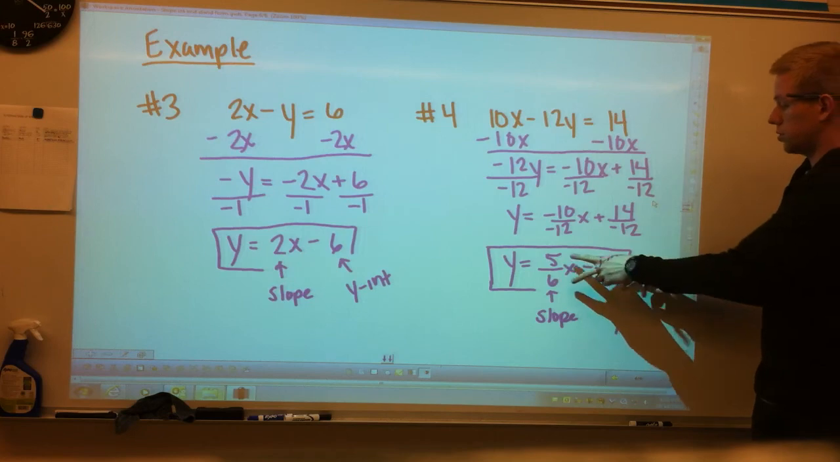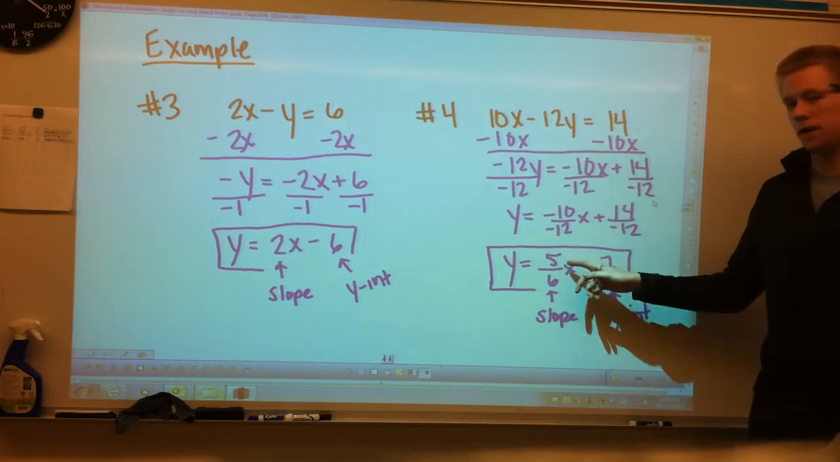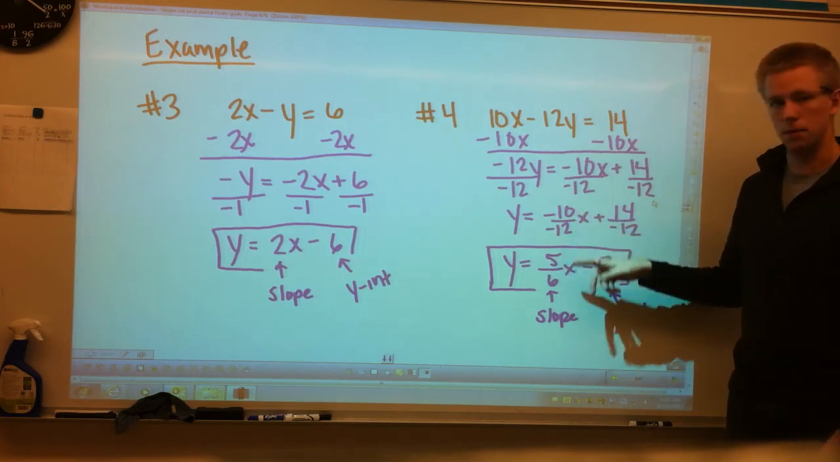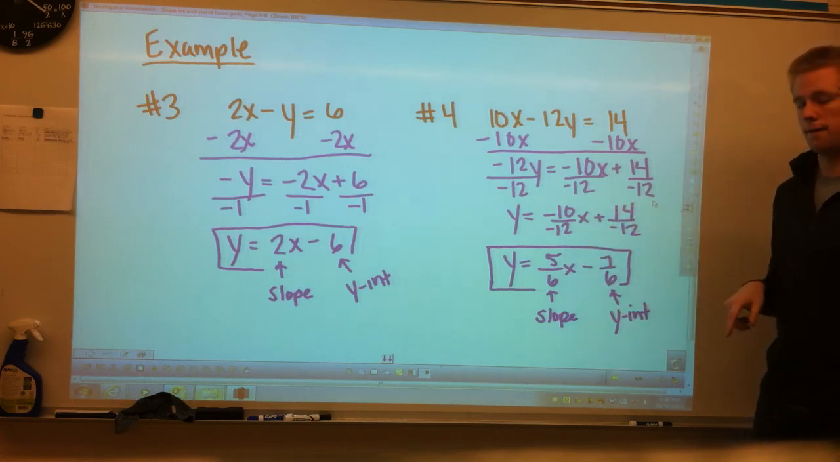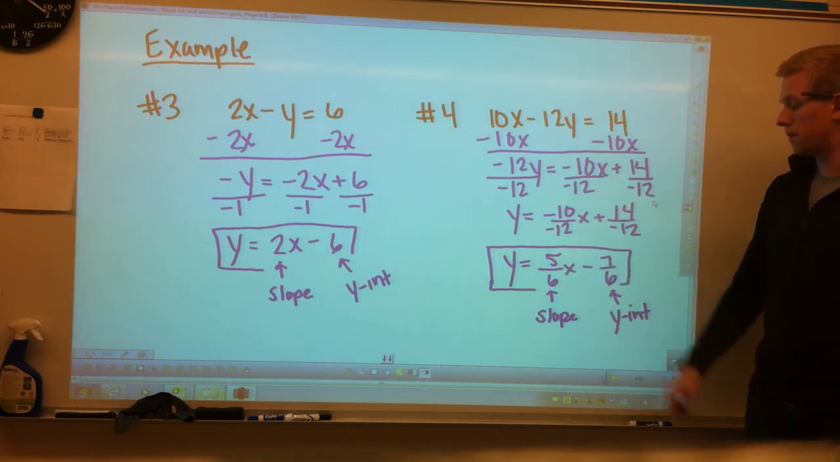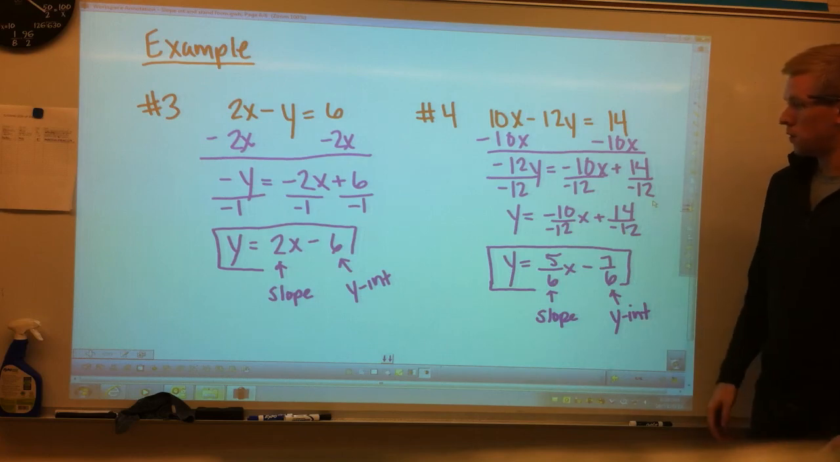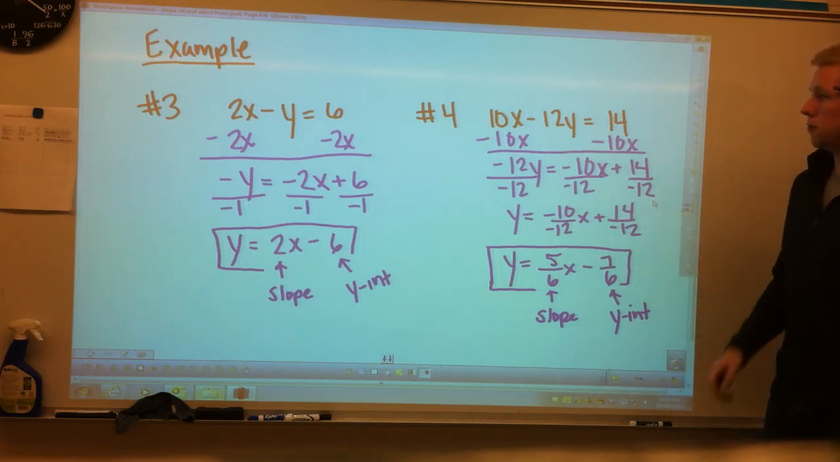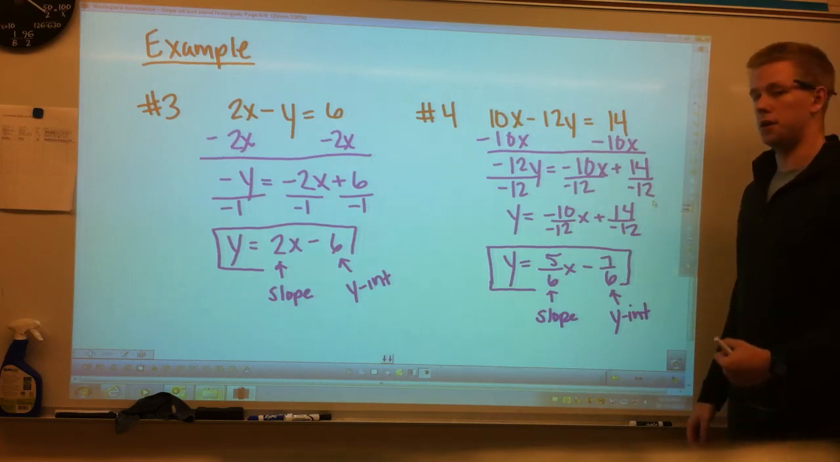Okay, all I did was just reduce my fractions because when I go to graph, I don't want to be counting bigger numbers. I want to count smaller numbers. That way it's easier to graph. So I can easily graph this slope on a small graph. So that is slope-intercept form and standard form of linear equations.